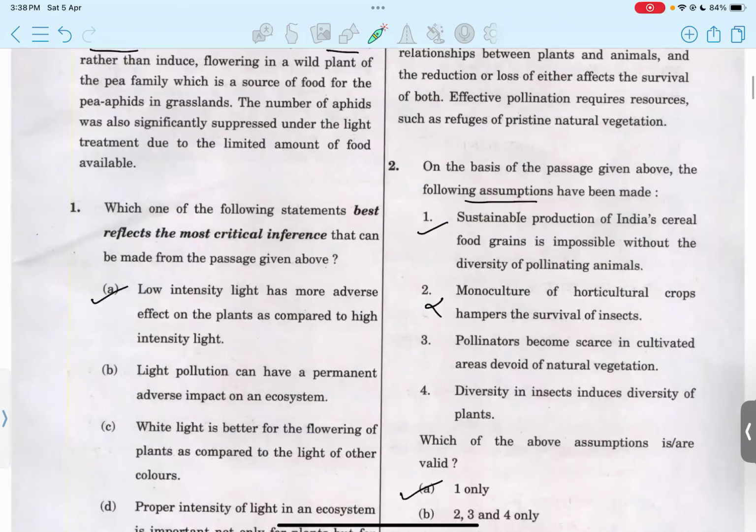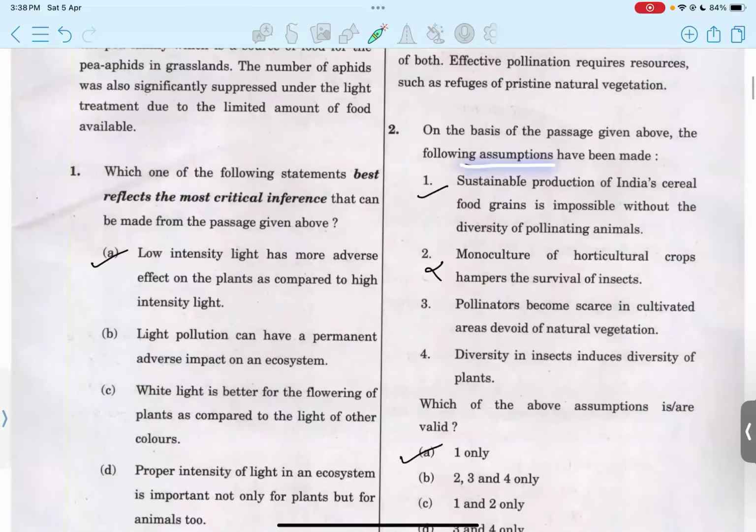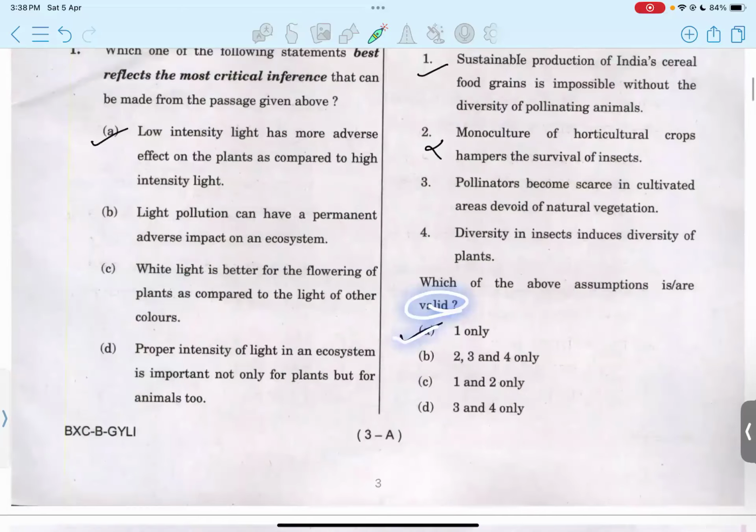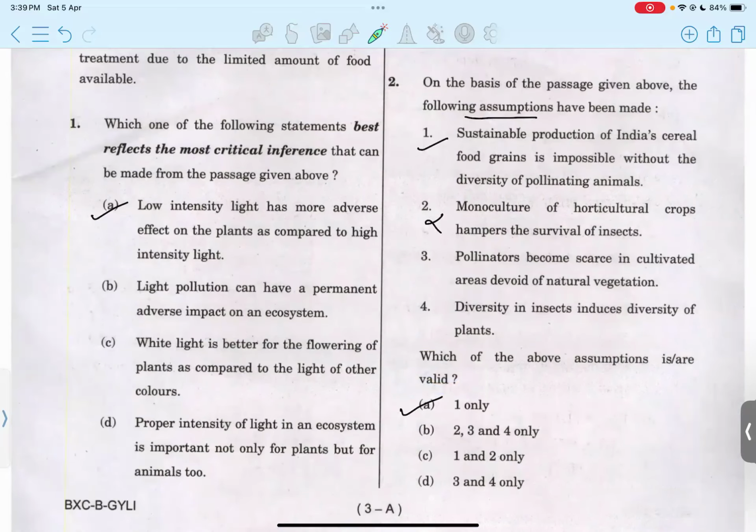All right. Then question number 2. So we have to identify the assumptions here. So the most valid one, I believe, is only one, the first statement. Option D, 3 and 4. This one.